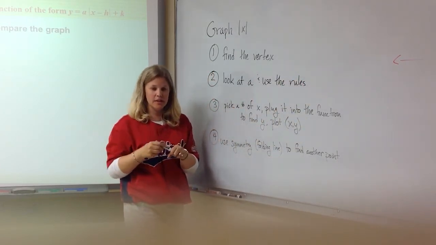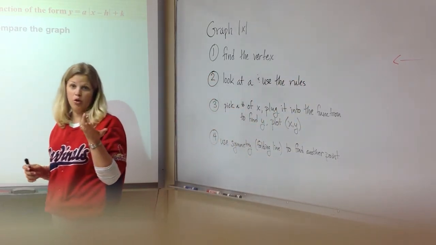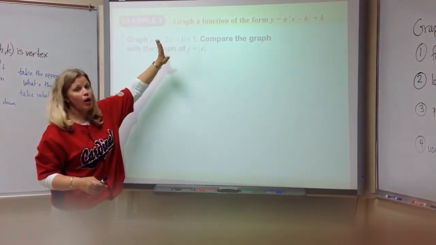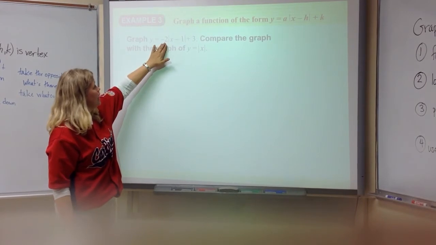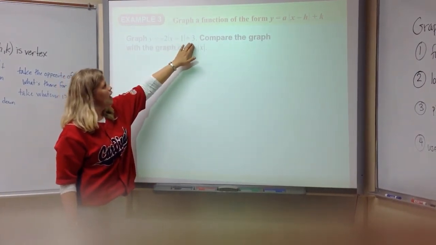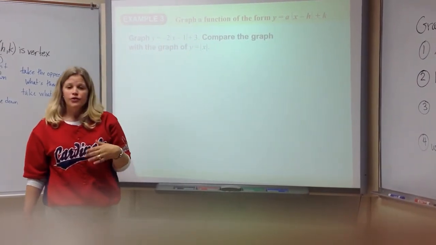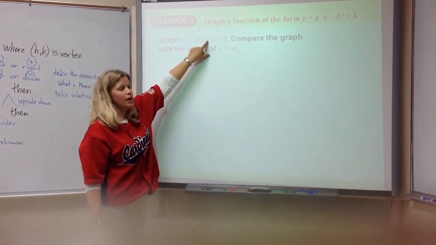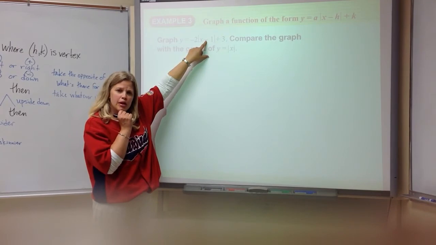Okay, we'll just leave it like that, and we'll talk about some more. I have a whole bunch more examples for you, so let's come over and look at them. Okay, wow, we've got a lot going on. We've got an A, we've got an H, and we've got a K. The first thing we need to do is figure out the vertex. Now, this is already negative, so do we keep it negative or make it positive?